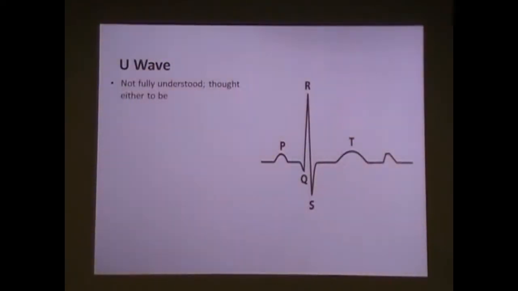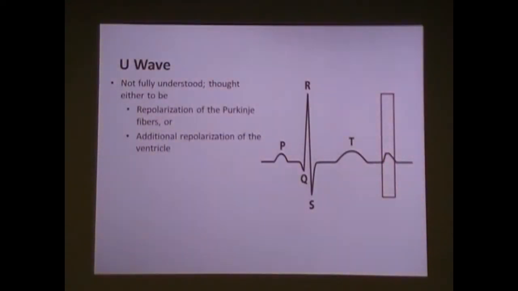U waves are not fully understood, and they're not very often seen. But U waves represent the repolarization of the Purkinje fibers or additional repolarization of the ventricle. No one really knows. There's debate back and forth on it. And as I was saying earlier, before the class got started, if you get 3 cardiologists in a room and have an EKG, they're going to argue over what causes what. It's kind of entertaining to watch.